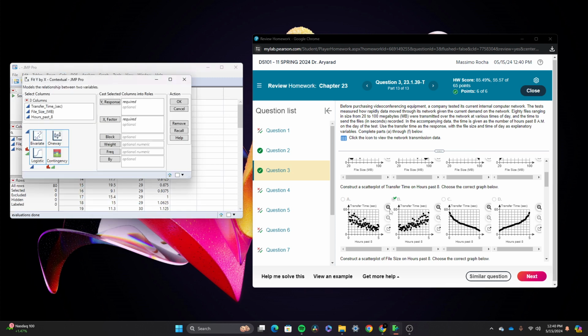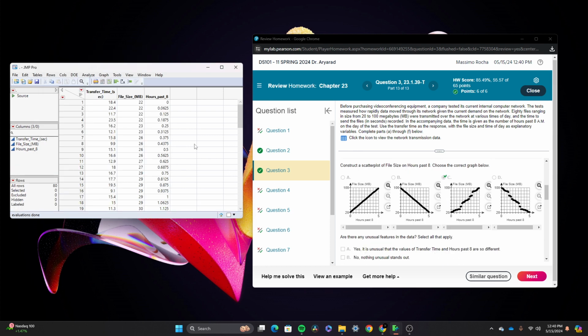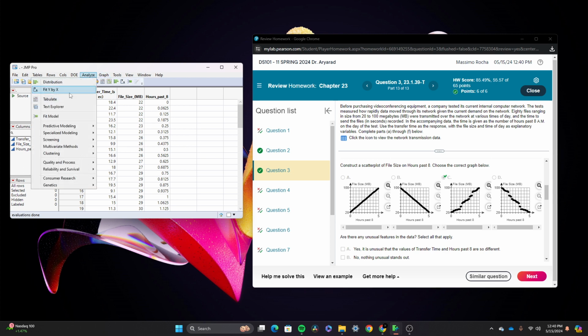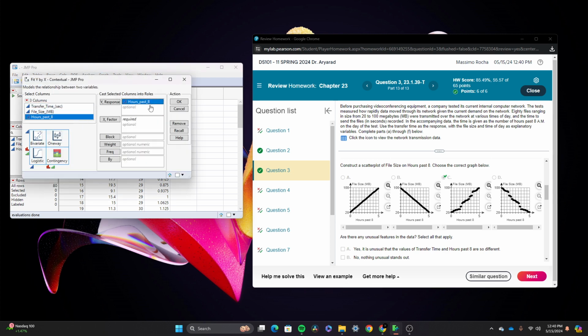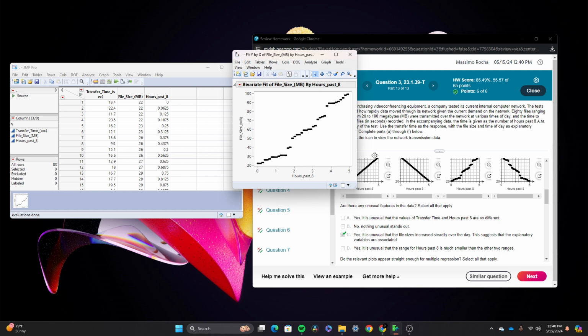Analyze fit y by x. We're gonna do now hours past 8, and then transfer time. Once again, compare. B is the one that's most similar. And lastly, we're going to do hours past 8 and file size. Past 8. Oh, down there, actually. It's past 8, file size. And you're going to get this. This one looks the most similar. You do C.